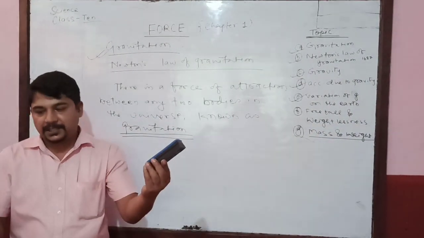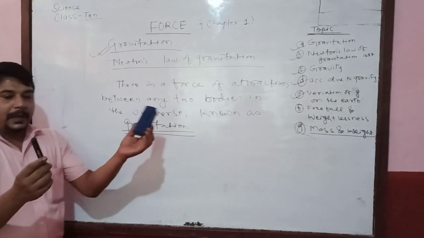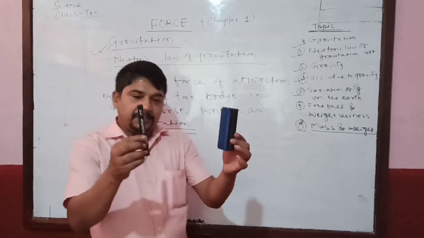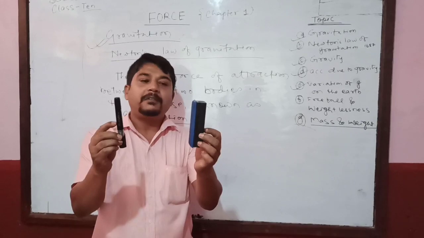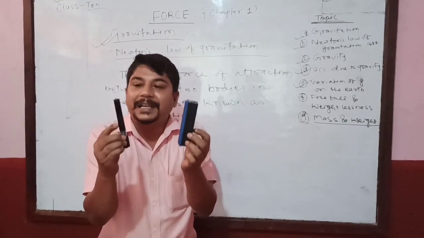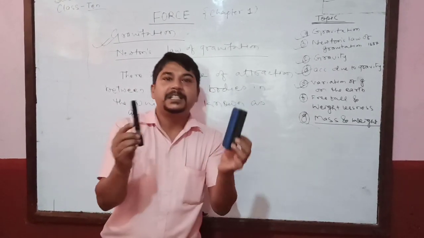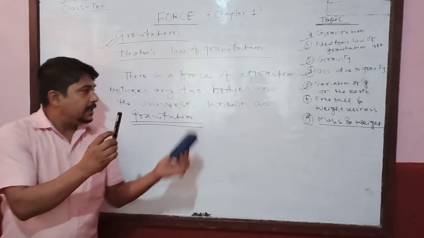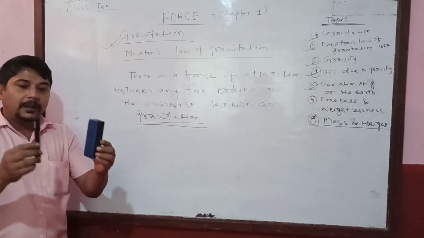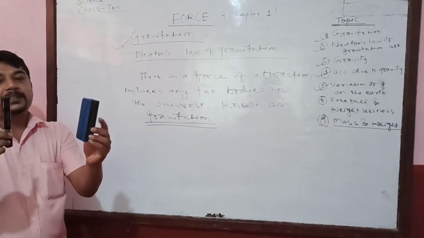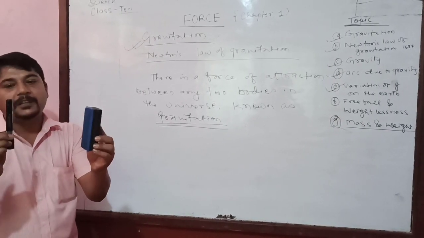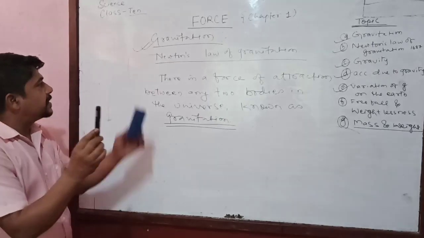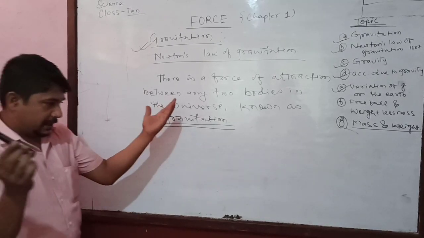You can take this duster, what we say wiper, or this marker. If these two are here, these two bodies are also attracting each other. Yes, though we cannot know it, we cannot feel it, we cannot see it. We will discuss this thing in the same chapter later on. But for now, you should understand that this marker is also attracting this wiper, and this wiper is also attracting this marker. This is what we say gravitation.